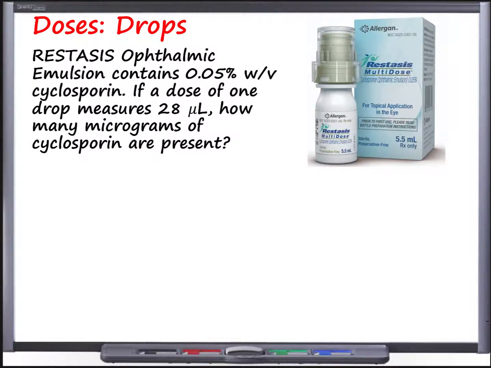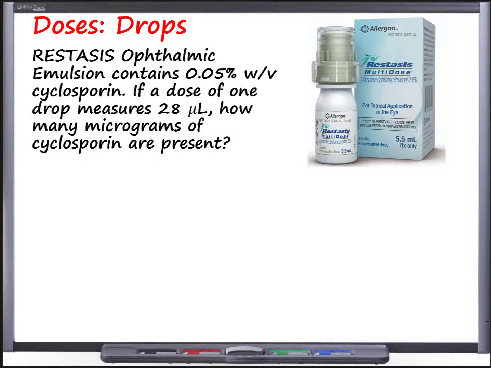All right, our next question deals with calculating and dealing with drops. There are many different types of dosage forms that use drops: ear drops, in this case eye drops. There are some other examples. Topical medications can be applied using drops. But in this example, we are going to be using the eye drop RESTASIS.